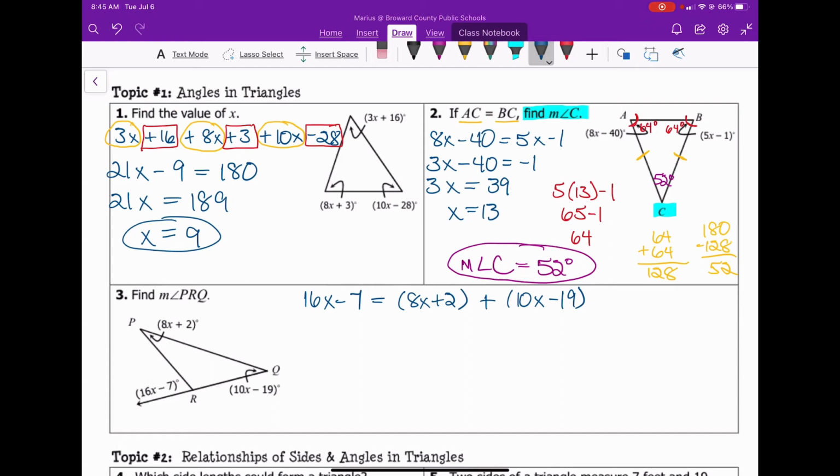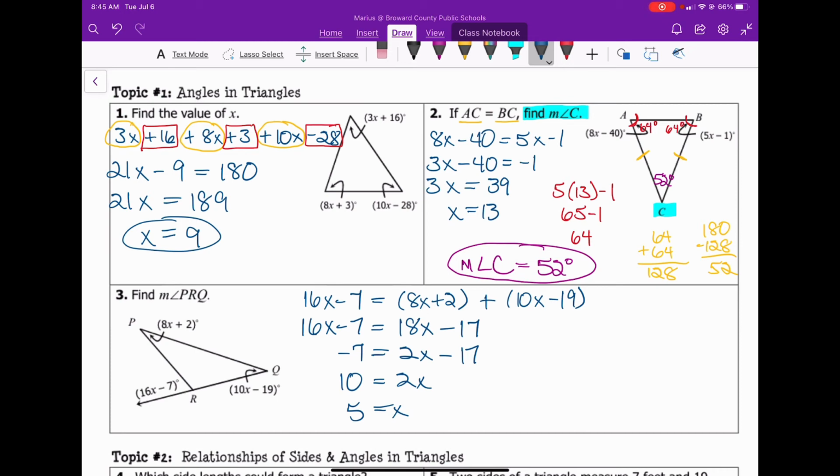Now, once we add these up, we should be able to solve for x. So that's going to be 16x minus 7 equals 18x minus 17, okay? We're going to subtract 16x from both sides, so that's going to leave us with negative 7 equals 2x minus 17. Then we're going to add 17 to both sides. That's going to give us 10 equals 2x. Then we're going to divide both sides by 2. That's going to tell us that x is equal to 5.